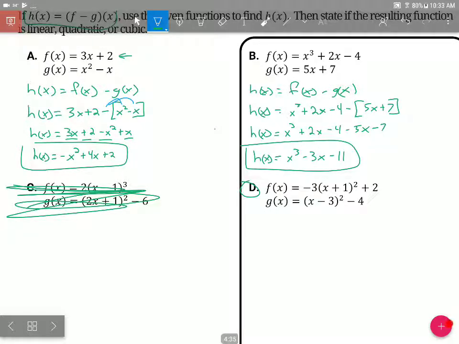Cool? So let me ask you this. Letter D. Can I combine those two, subtract these two as they are right now? No. No, I can't. I got to multiply these out. All right? And so just apply your PEMDAS to them. We're going to multiply them all the way out, and then we can subtract them. Okay? So here we go.